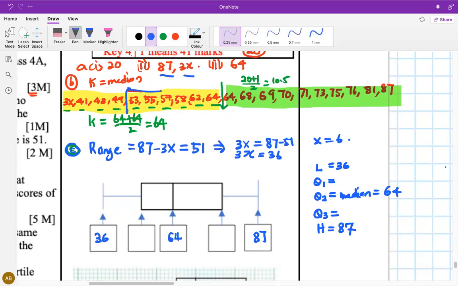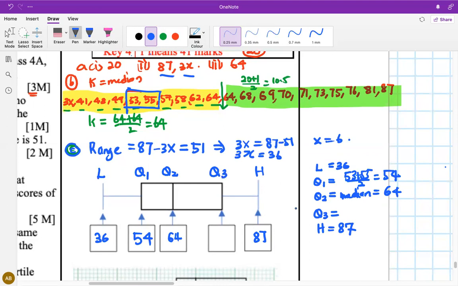Okay, so it's 53 and 55. So it's 53 plus 55 divided by 2. So you get 54. So our first quarter is 54. So here is 54. So let's mean lowest, highest, first quarter, median, third quarter.